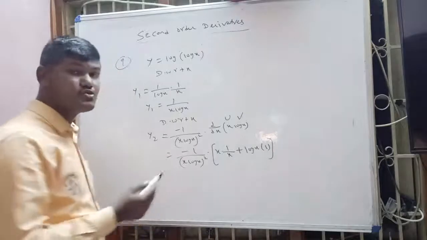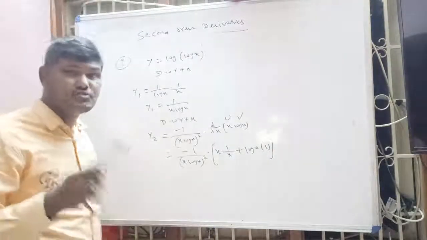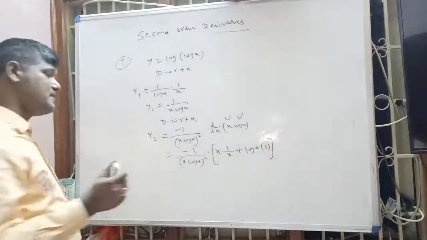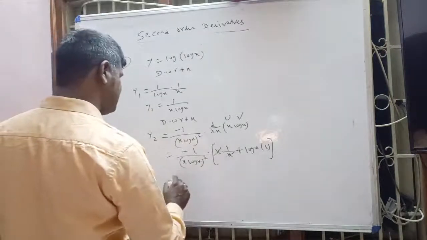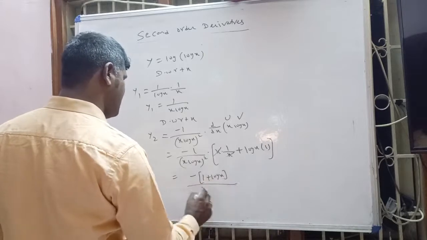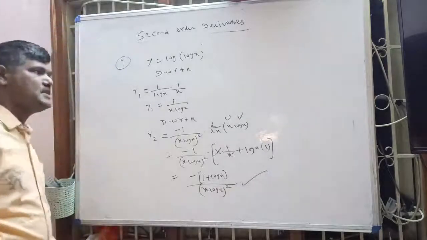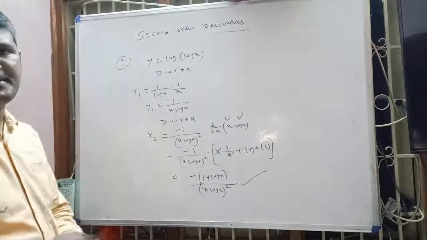You may expect this question 100% in the final examination. Don't leave this question, dear students. You can expect it 100%. x and x cancel. Minus of (1 plus log x) by (x log x) whole square. Looking very simple, but you can expect it 100% in the examination.